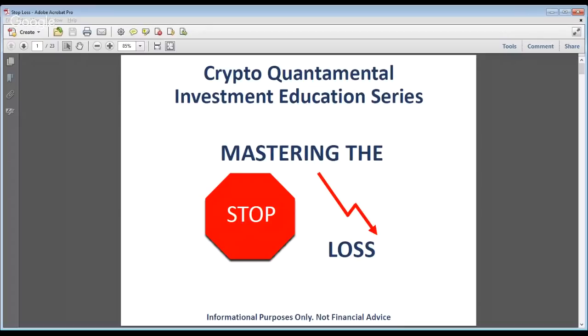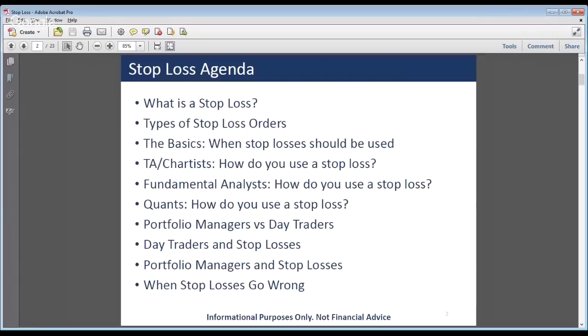Certain topics that we're going to cover today are pretty basic to start with. So what is a stop loss? Then dive into the types of different stop loss orders, because that's very important to know. And then some very high level basics, such as when stop losses should be used.